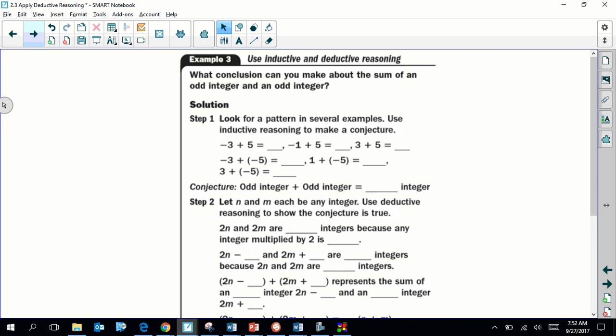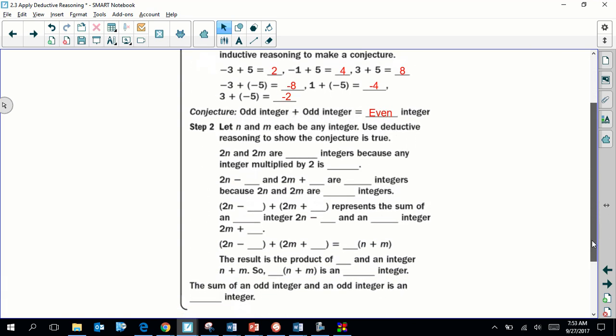Well, based on what we did in inductive reasoning, we want to see, is there a pattern? So we're going to test it. We're going to pick several sets of odd numbers and add them together. So -3 and 5 give me an even number, -1 and 5, and so on. All of these wind up giving me an even number. So the conjecture is that the sum of two odd integers equals an even integer. Now remember, an integer is just a positive or a negative whole number.